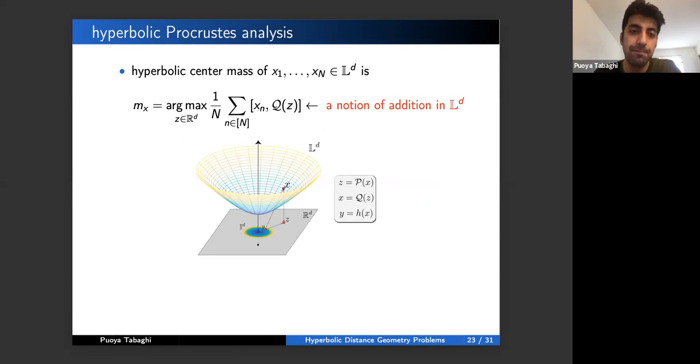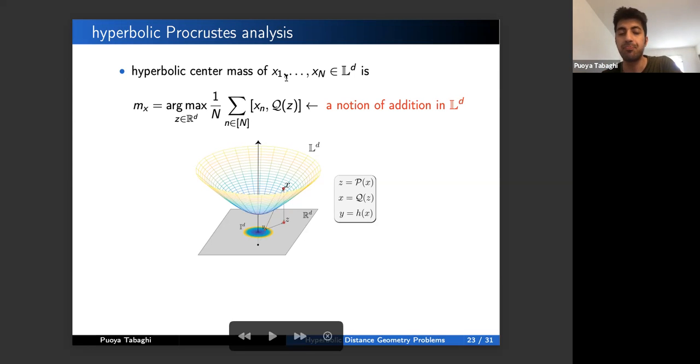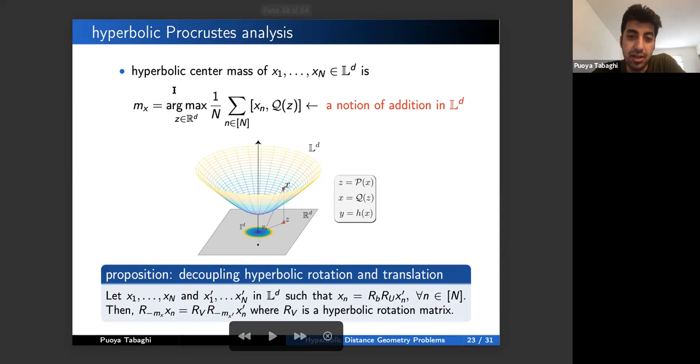Okay, so there are two problems when it comes to solving Procrustes analysis. One is the notion of center mass in hyperbolic space. Usually in Euclidean space, center mass is the point that minimizes some sort of discrepancy or variance. But here we define it differently. Actually, this is not my definition. You can find it in the literature as the point maximizing some average inner product. This QZ is the center mass, and it maximizes some average inner product. And once we find this QZ, we map it to Z, which is in this plane. And that will be our center mass.